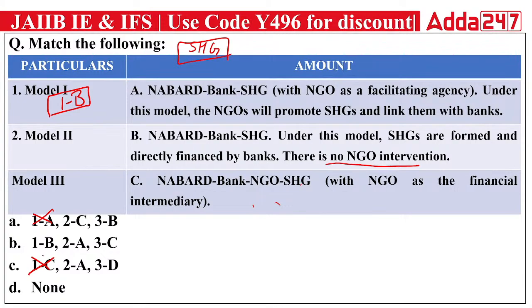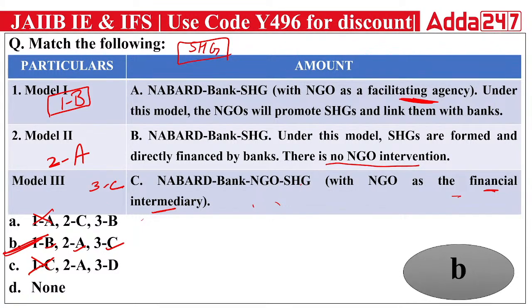Okay. Now let's talk about the second. Model 2 is actually the one in which an NGO will be there. In Model 3, an NGO will also be there. But in Model 2, you can see that the NGO works as a facilitator. Okay, so the right answer for the second is A. In the third model, the NGO actually works as a financial intermediary. So B, A, and C will be the right combination. Remember, the answer will be B.